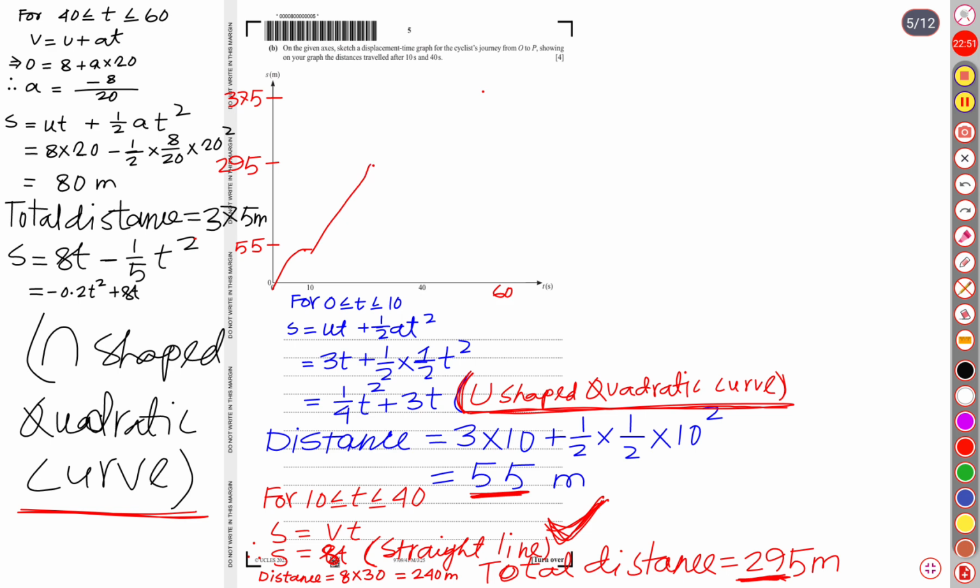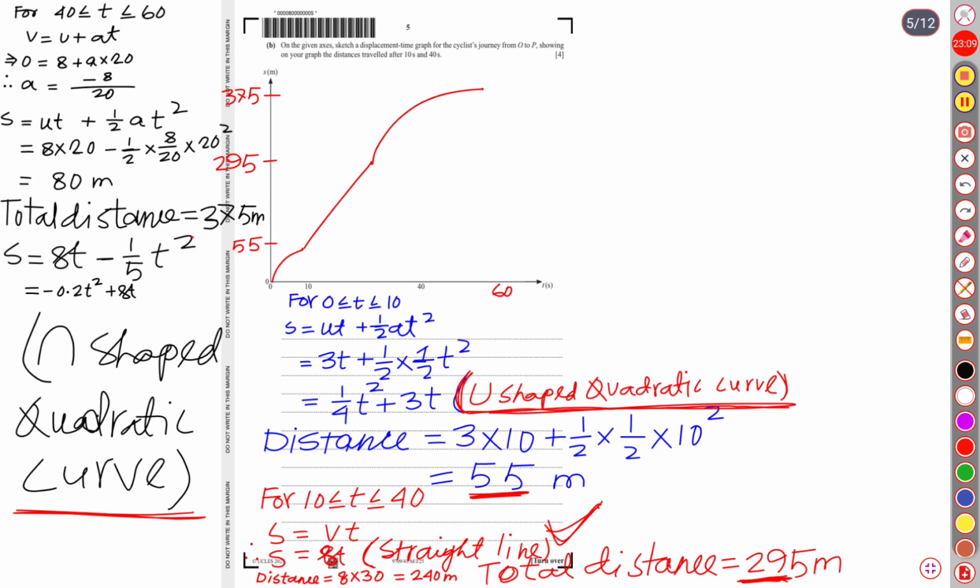After that, the final curve is also a quadratic curve, but it is negative, that means opposite to the U. So it will look like this. Let me show you once again. Finally your distance-time graph will look somewhat like this. It may not be exactly accurate, but it will be somewhat similar. Sorry, the first part has been drawn wrongly.